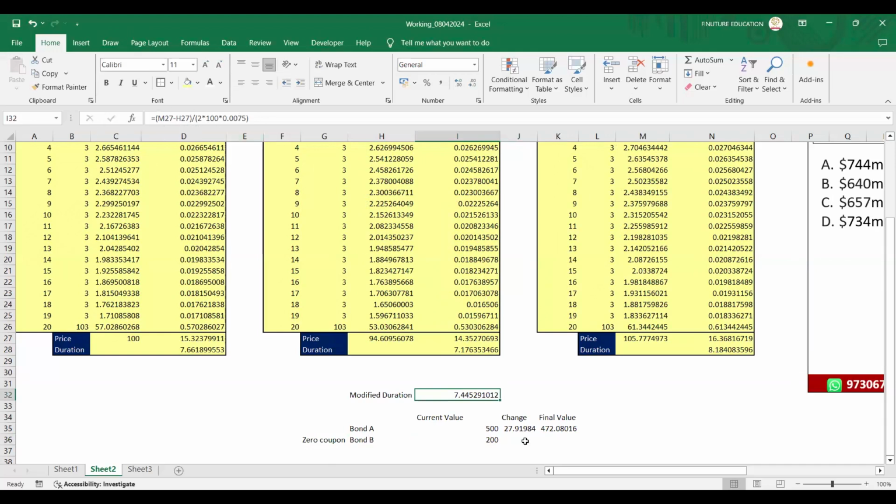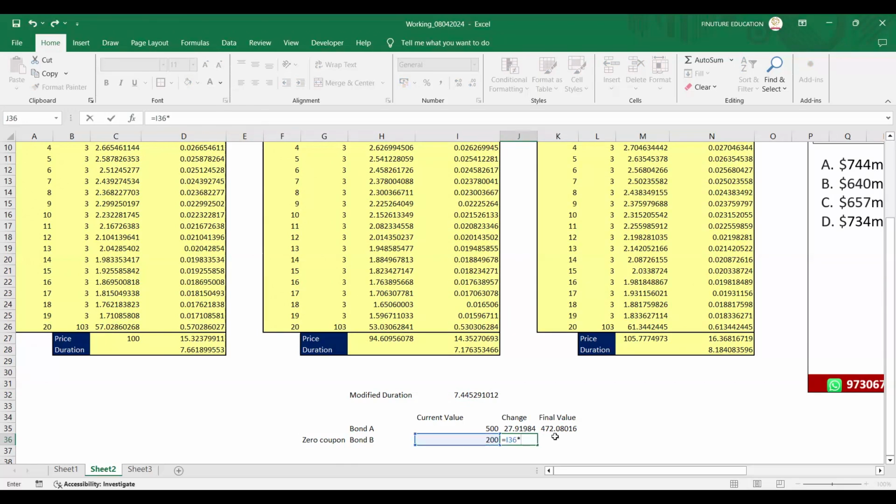This is what I was referring to. So this was the key of this formula. Otherwise, this was just an explanation to make your concepts clear in mind. So this is 200 current value, and change would be 200 into, can you tell me what I should apply? 10 into 10. Perfect. 0.0075. Yeah, perfect. So duration is 10. That's the key point here.